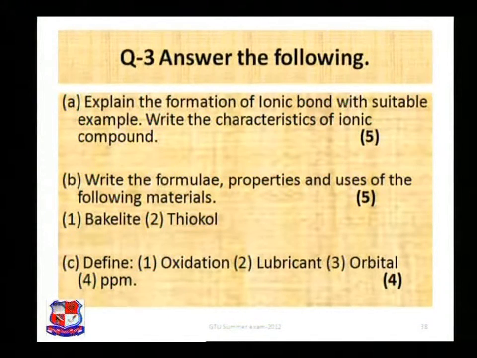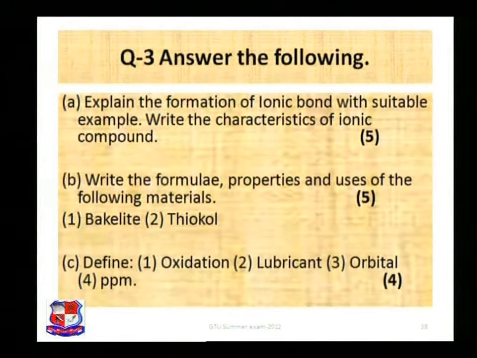Let us take the next question. They have given the weightage in the GTU paper. You have question 3, answer the following questions. In that, you have part A: explain the formation of ionic bond with suitable example, and write the characteristics of ionic compound.